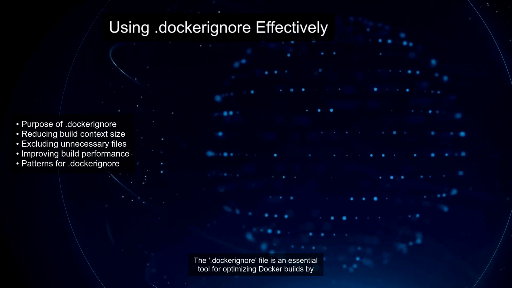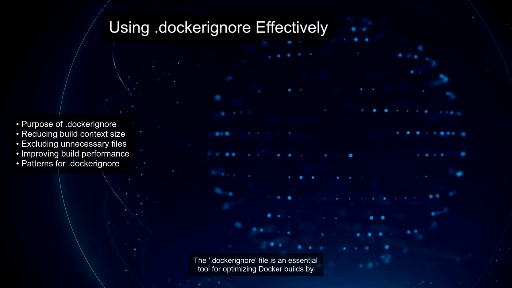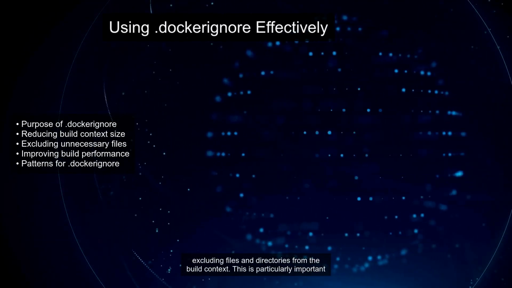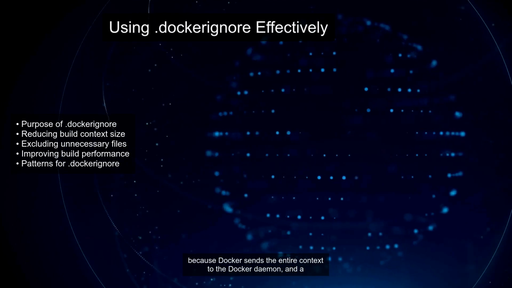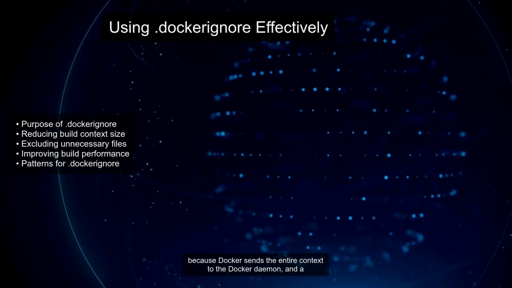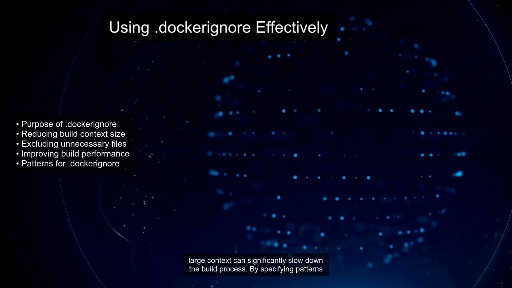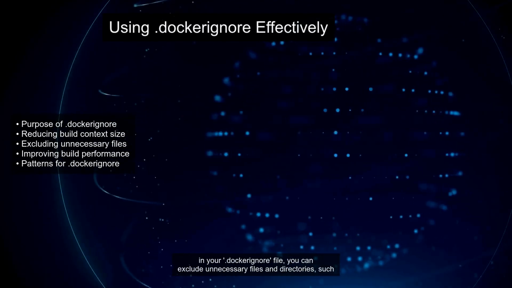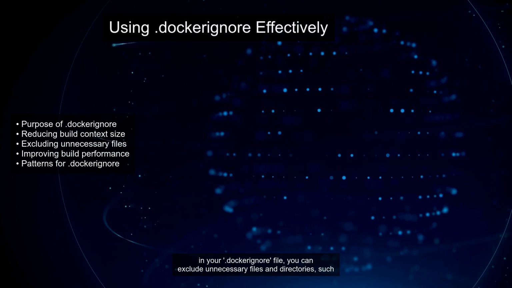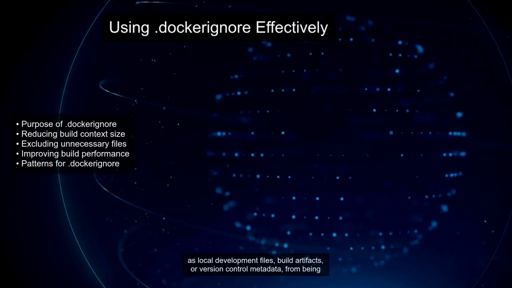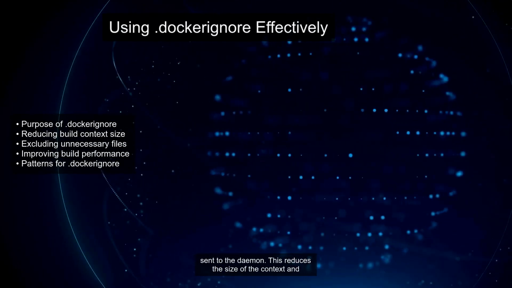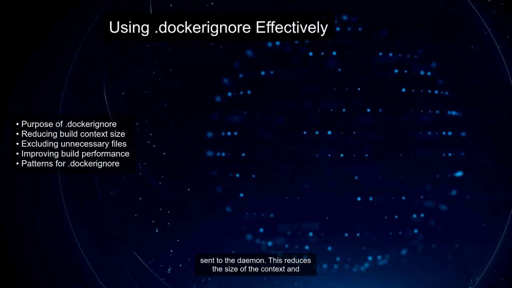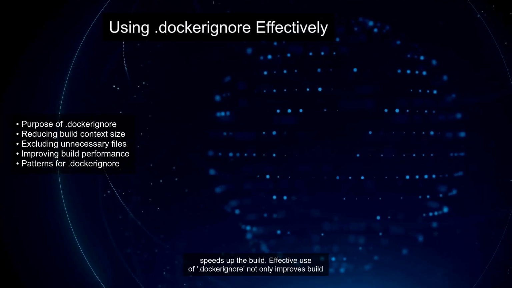The .dockerignore file is an essential tool for optimizing Docker builds by excluding files and directories from the build context. This is particularly important because Docker sends the entire context to the Docker daemon, and a large context can significantly slow down the build process. By specifying patterns in your .dockerignore file, you can exclude unnecessary files and directories, such as local development files, build artifacts, or version control metadata, from being sent to the daemon. This reduces the size of the context and speeds up the build.